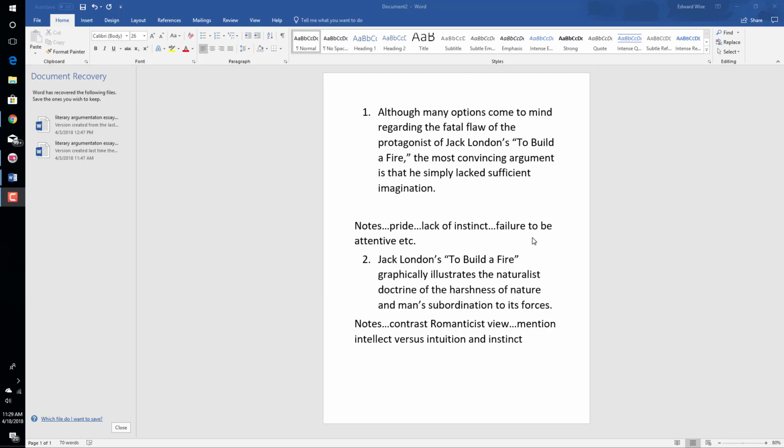But we can also say that, well, wait a minute. The stronger argument is the other. So pick your poison on that. Now, here's a completely different one. So I'm saying, well, you could come up with any number of these, but you're testing them out, right? Jack London's To Build a Fire graphically illustrates the naturalist, remember naturalism, doctrine of the harshness of nature and man's subordination to its forces. In other words, we're not in charge here.